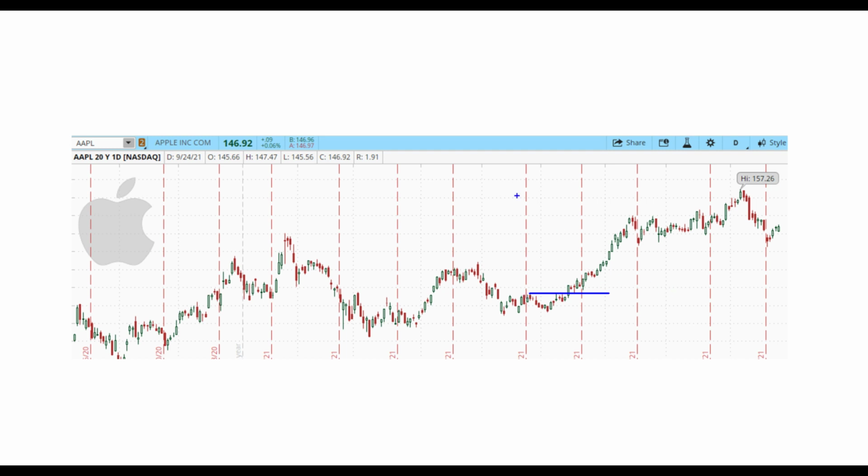Alright, and as you can see, once price broke it, it broke it in a strong fashion. So that tells you that that line had a lot of significance to it, because of the fact that it broke it very powerfully. You know what I mean? It wasn't one of the small little candles that broke it. Alright, so that's one example. Let's take you to another example, just to drive the point home.